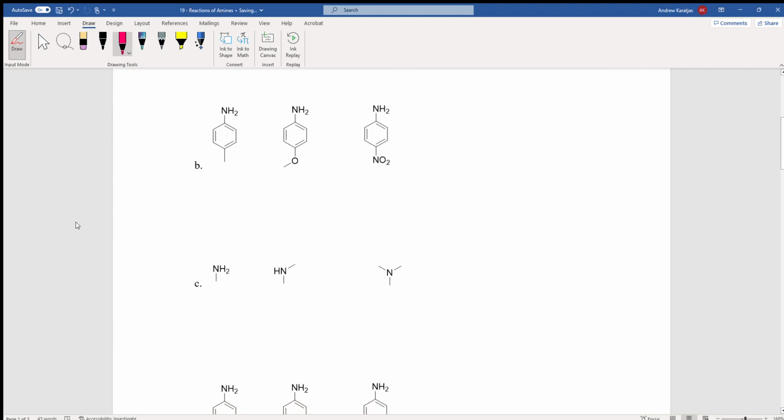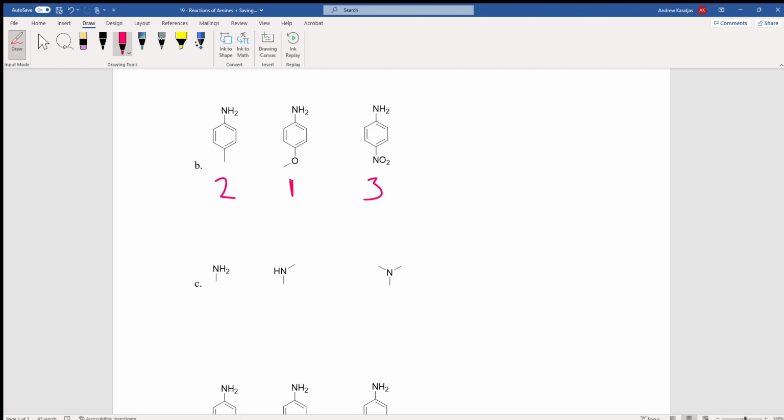Part B, we have a series of 3 different anilines. We have the methoxy group, which is a resonance donor. We have the nitro group, which is a strong withdrawing group. And we have the methyl group, which is an inductive donor. So the more donating the group is that's attached, the better job it does to increase basicity.